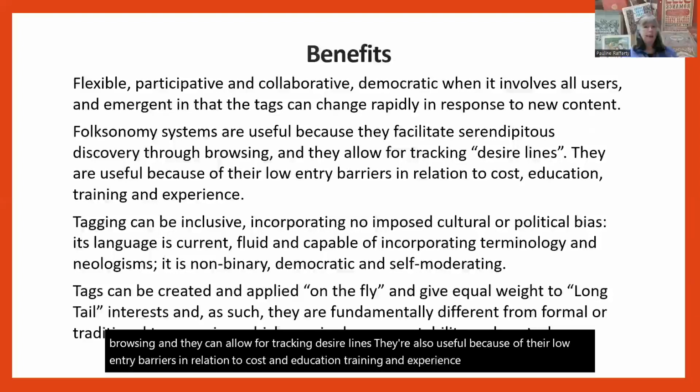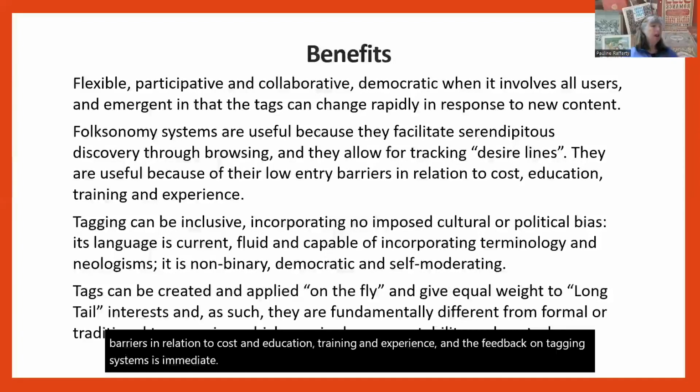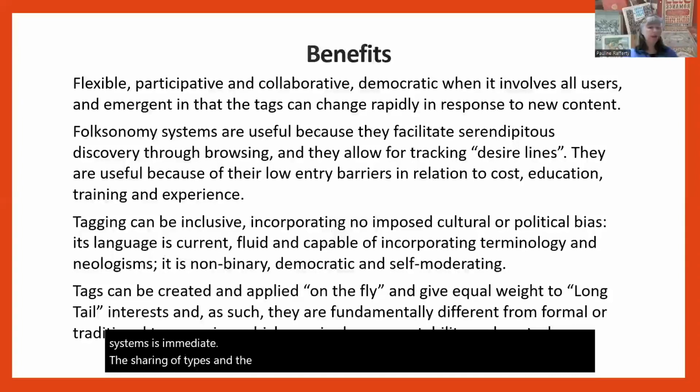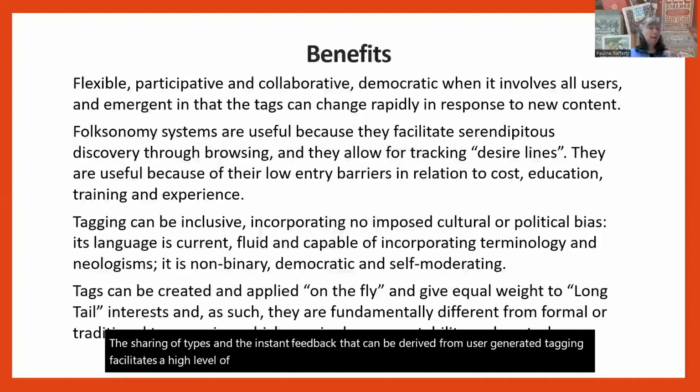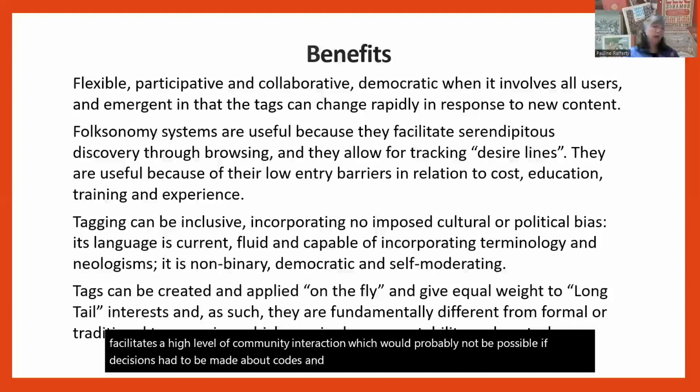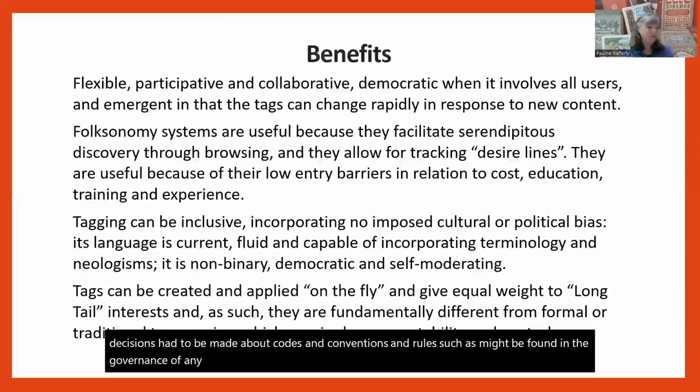And the feedback on tagging systems is immediate. The sharing of tags and the instant feedback that can be derived from user-generated tagging facilitates a high level of community interaction, which would probably not be possible if decisions had to be made about codes and conventions and rules, such as might be found in the governance of any tightly controlled taxonomy.